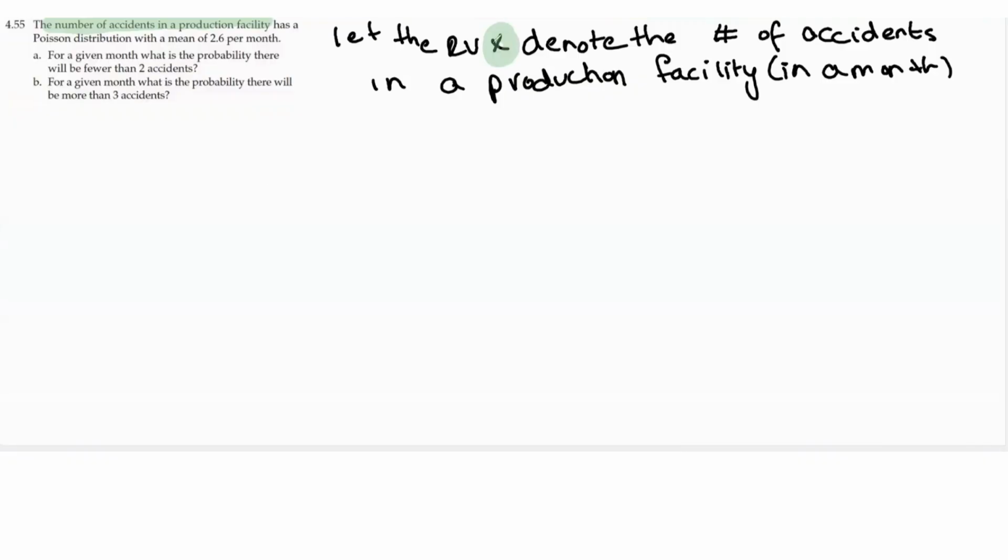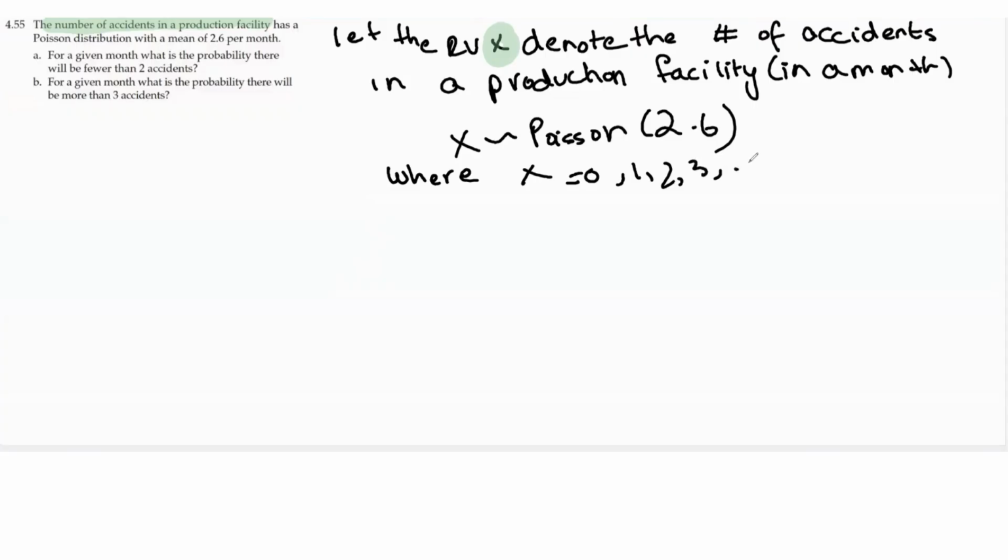Okay. So now we're told that X follows a Poisson distribution. And we know it only has one parameter, which is its mean, which is given to us as 2.6, right? Now we know that a Poisson random variable takes on non-negative integer values, right? So it takes on values 0, 1, 2, 3, and so on. It can also take the value 0, so it takes 0 or positive integers. Non-negative integer values, right?